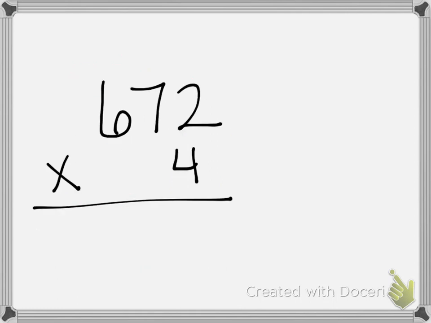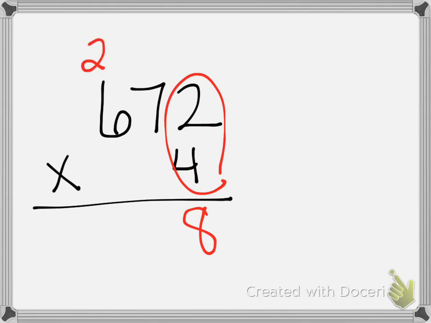to. Another example, 672 times 4, starting with your ones place, then moving from there. 4 times 2 is 8. 4 times 7 is 28. 6 times 4 is 24, plus 2 is 26.